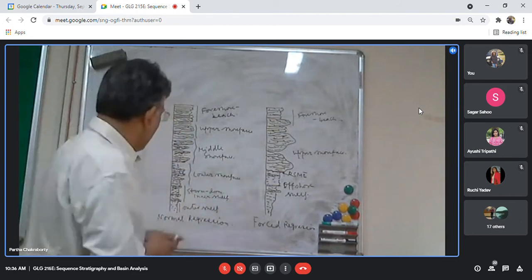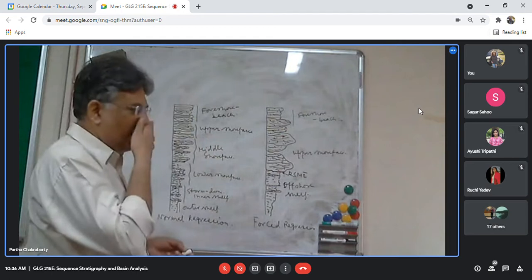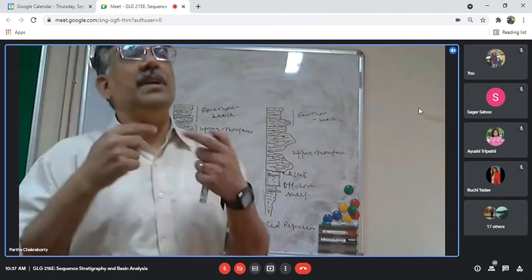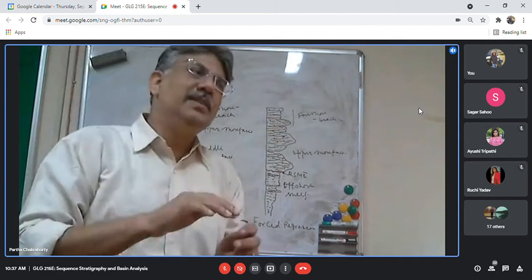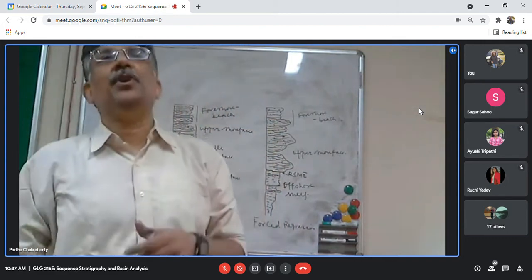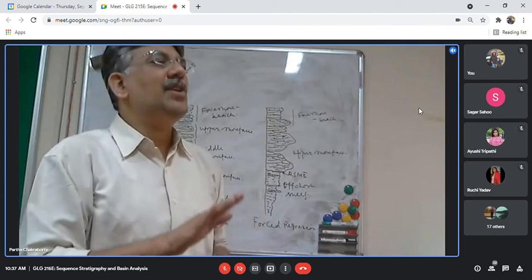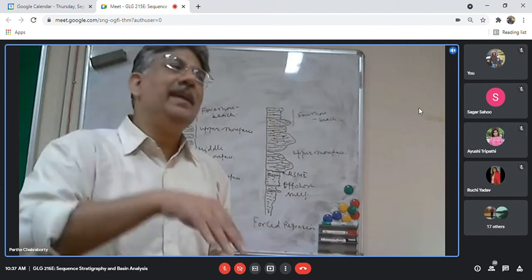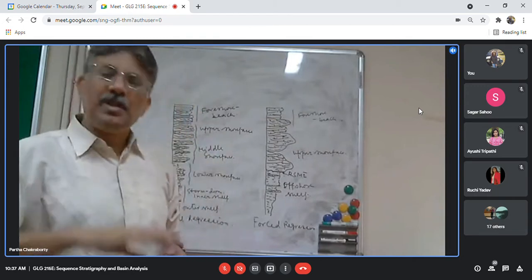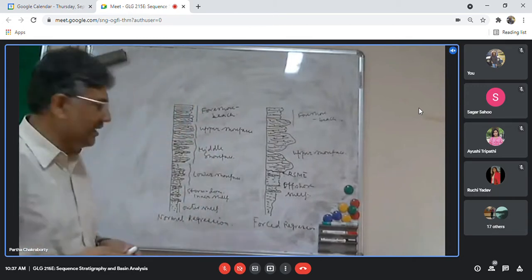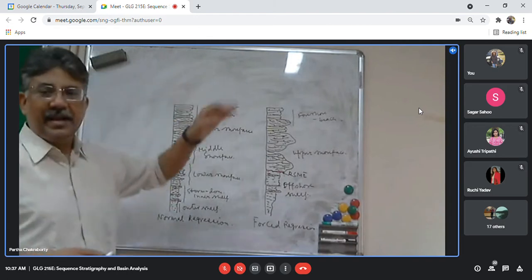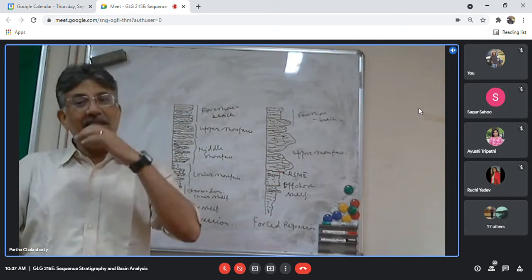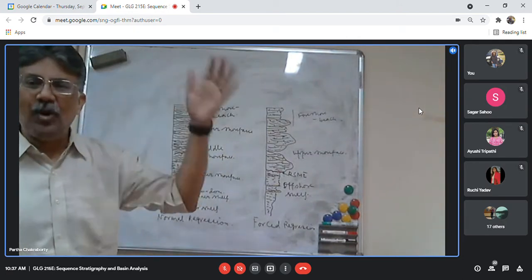Now this is a normal regression. What is normal regression? In normal regression, the rate of sediment supply always overrides the rate of accommodation generation. So the rise of base level is very slow and it cannot override the rate of sedimentation. So the rate of sedimentation will always be high, so the entire system is prograding and is becoming a shallowing upward succession.